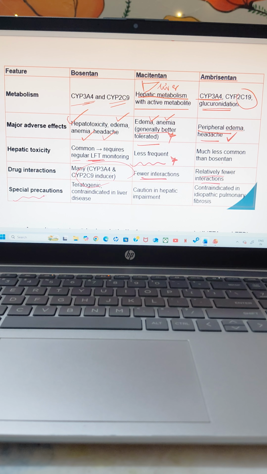If we talk about special precautions, the first drug, Bosentan, is teratogenic. It is contraindicated in liver disease. Second, Macitentan: caution in hepatic impairment. We have to keep that in mind. Ambrisentan is contraindicated in idiopathic pulmonary fibrosis.